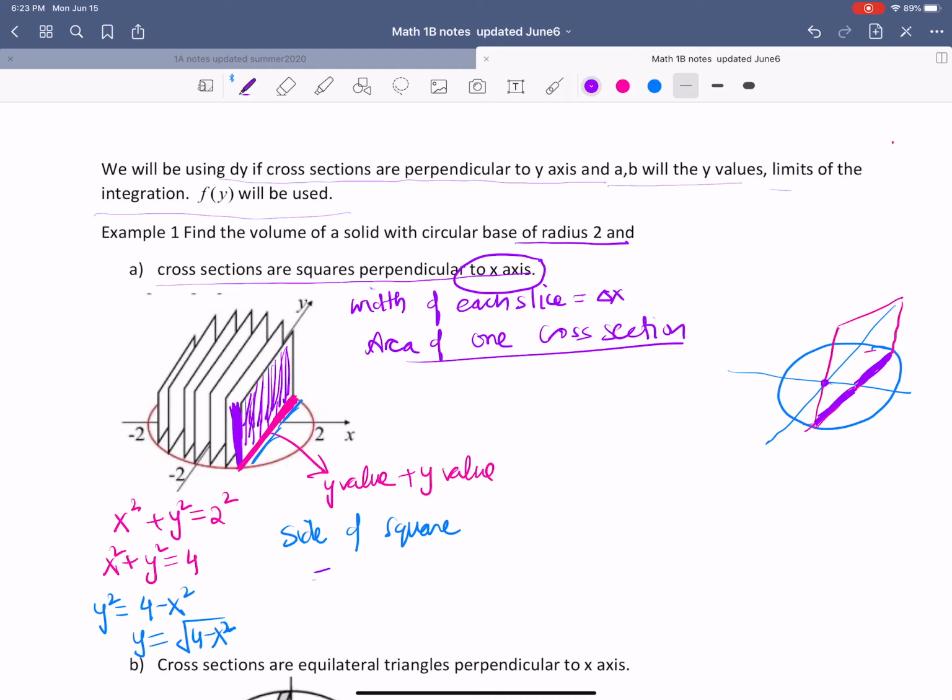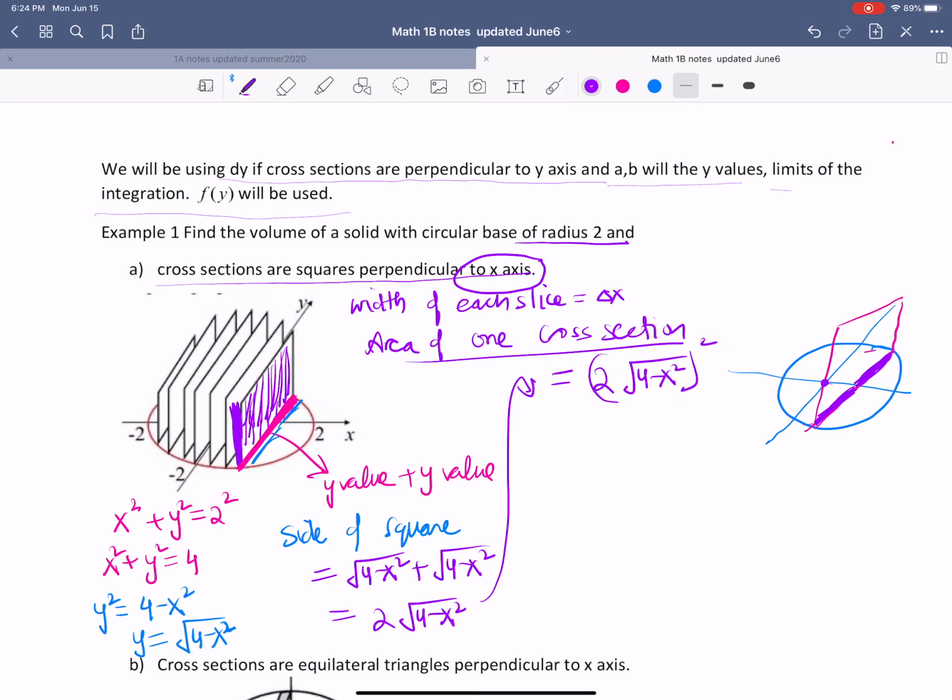Okay, so side of the square will be root 4 minus x squared plus root 4 minus x squared, which is 2 root 4 minus x squared. That is going to be the side of my square. So what is the area of the square? Area of one cross section is going to equal side squared. So I'm going to do 2 root 4 minus x squared, everything squared, 4 times 4 minus x squared. That is going to be my area of one cross section.